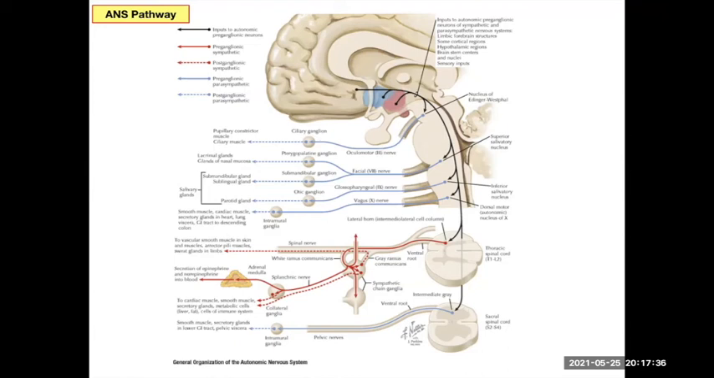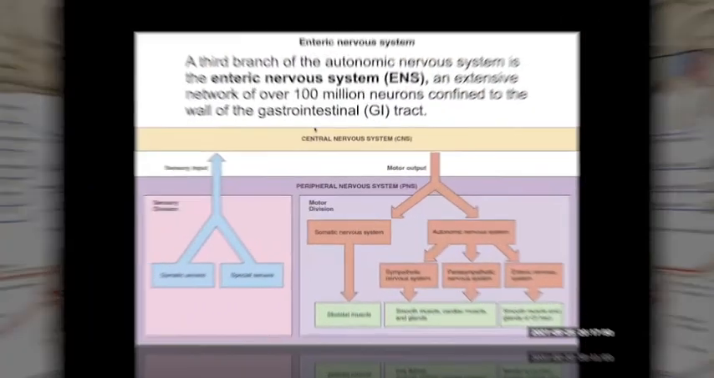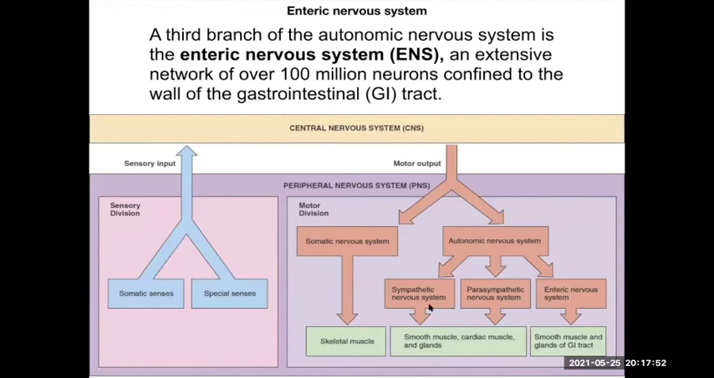Next time we'll talk about function, neurotransmitters, what the difference is, and other differences between those besides the medulla stuff. So the last little thing I want to talk about here is the chart you'll see in your book like this. You have your autonomic nervous system dividing into your sympathetic and parasympathetic. Then you also have this third one over here called the enteric nervous system.